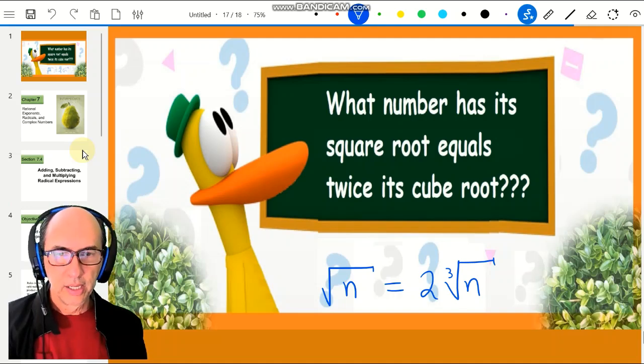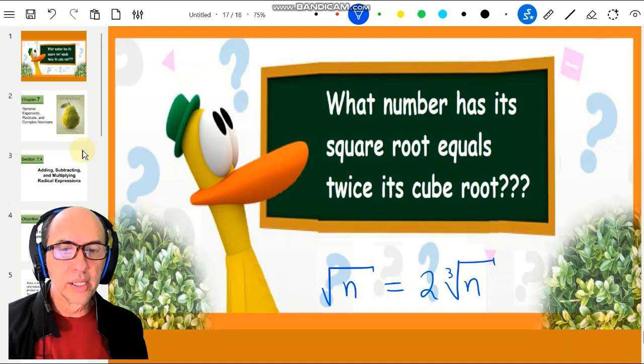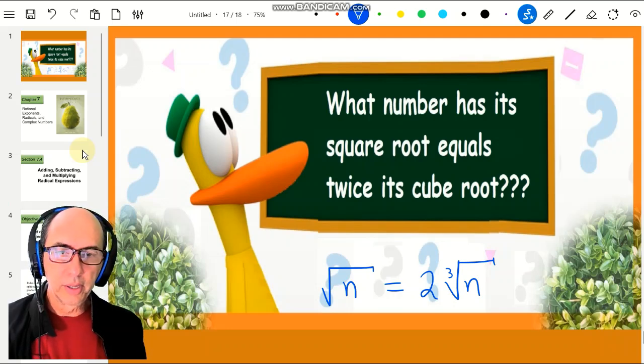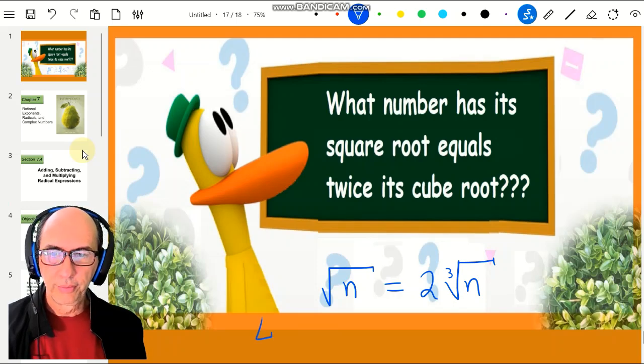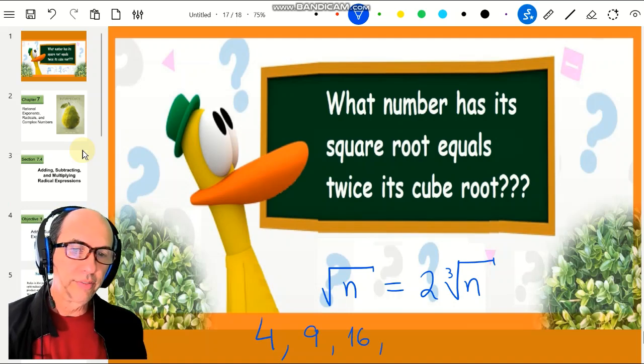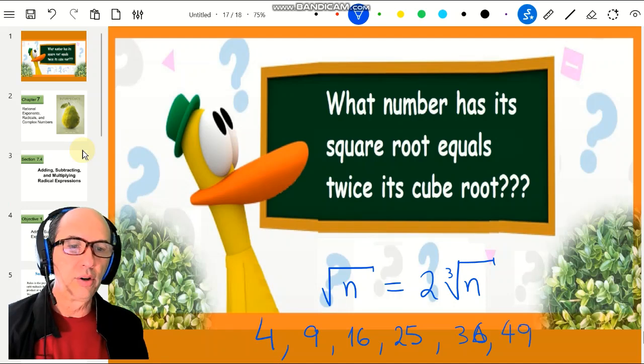A few numbers. First needs to be a number that is at the same time a perfect square and a perfect cube. Think about numbers that are perfect square first. 4 is a perfect square. 9 is a perfect square, not a perfect cube. Another one, 16, perfect square, not a perfect cube. 5 times 5, 25, perfect square, not a perfect cube. 6 times 6, 36. No, not a perfect cube. 7 times 7, 49. Not a perfect cube.